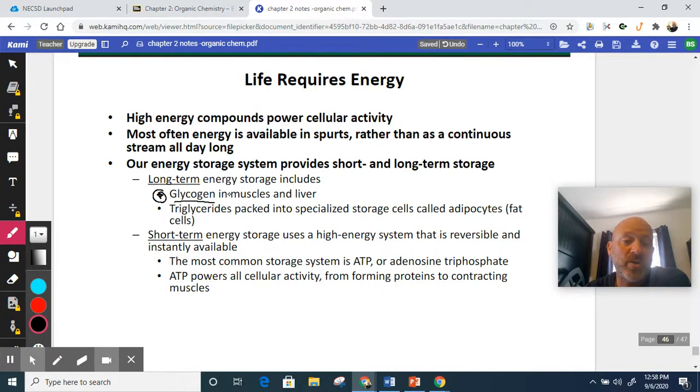We could also store triglycerides in our bodies in these specialized cells called adipocytes. These are fat cells. And we store fat in our bodies, and we store sugar in our liver and our muscles to use for later. So this is a long-term energy supply, right? Glycogen and fats, these are long-term energy nutrients, where simple carbohydrates are more of a short-term energy supply.